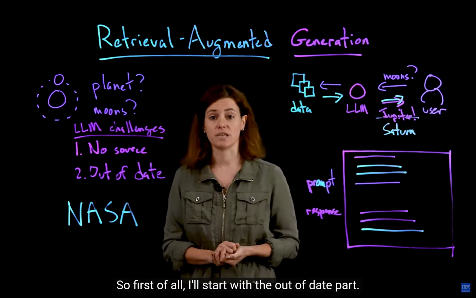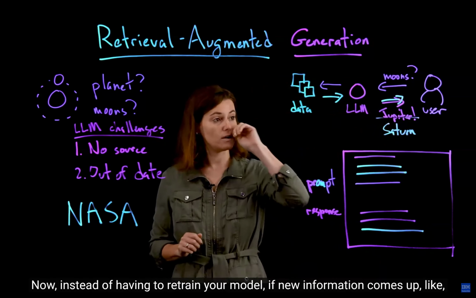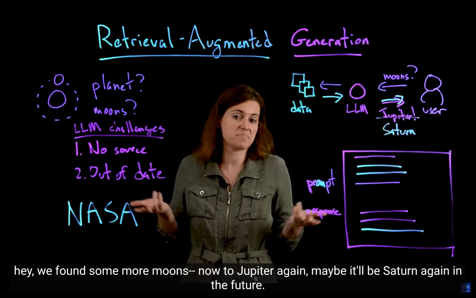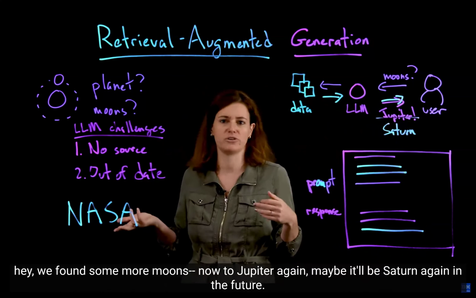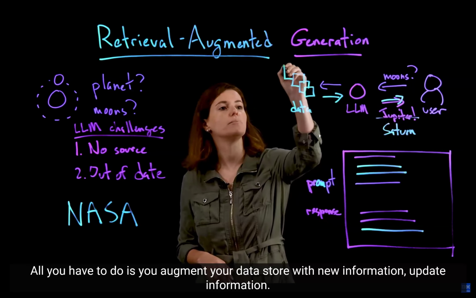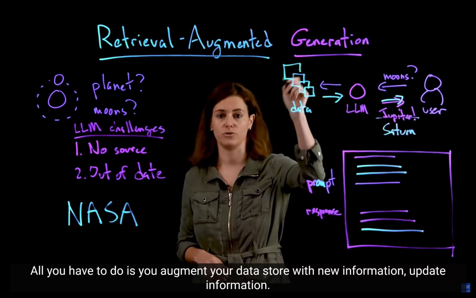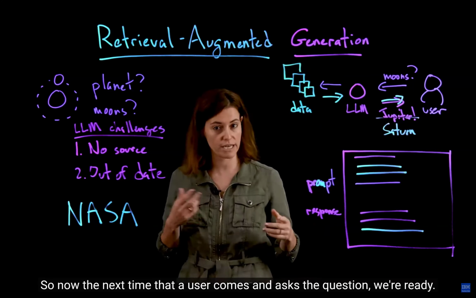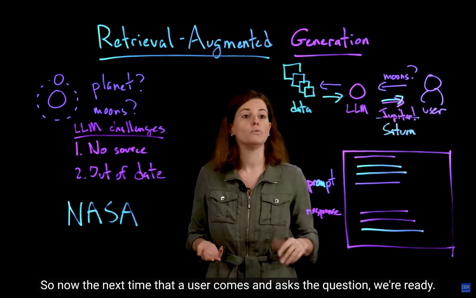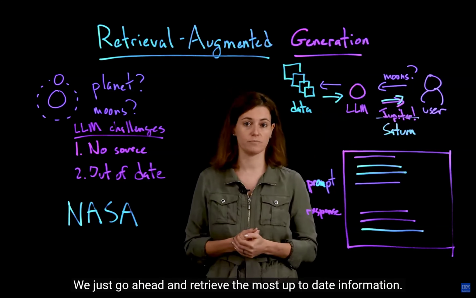First of all, I'll start with the out-of-date part. Now, instead of having to retrain your model if new information comes up, like, hey, we found some more moons, now it's Jupiter again, maybe it'll be Saturn again in the future, all you have to do is augment your data store with new, updated information. So the next time a user comes and asks the question, we're ready. We just go ahead and retrieve the most up-to-date information.